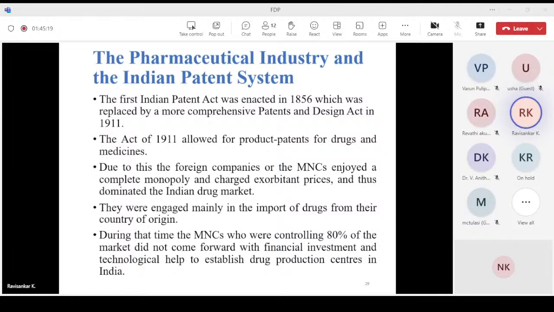They were engaged mainly in the import of drugs from their country of origin, and they did not manufacture any drugs in India. During this time, the MNCs were controlling 80% of the market, and they had not made any financial investments or provided technology help to establish drug production centers in India.